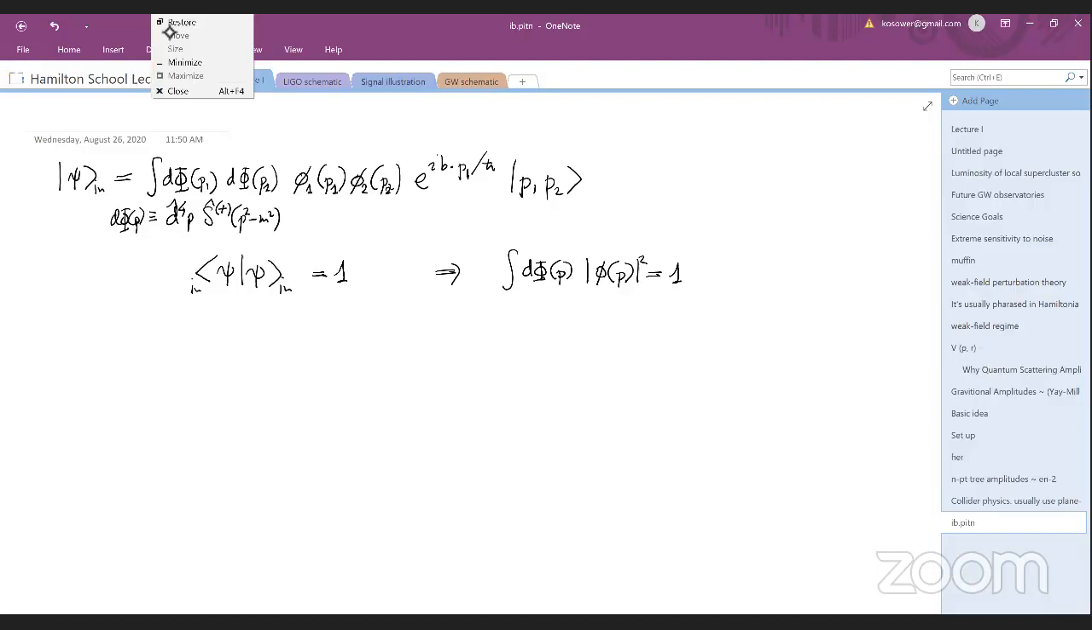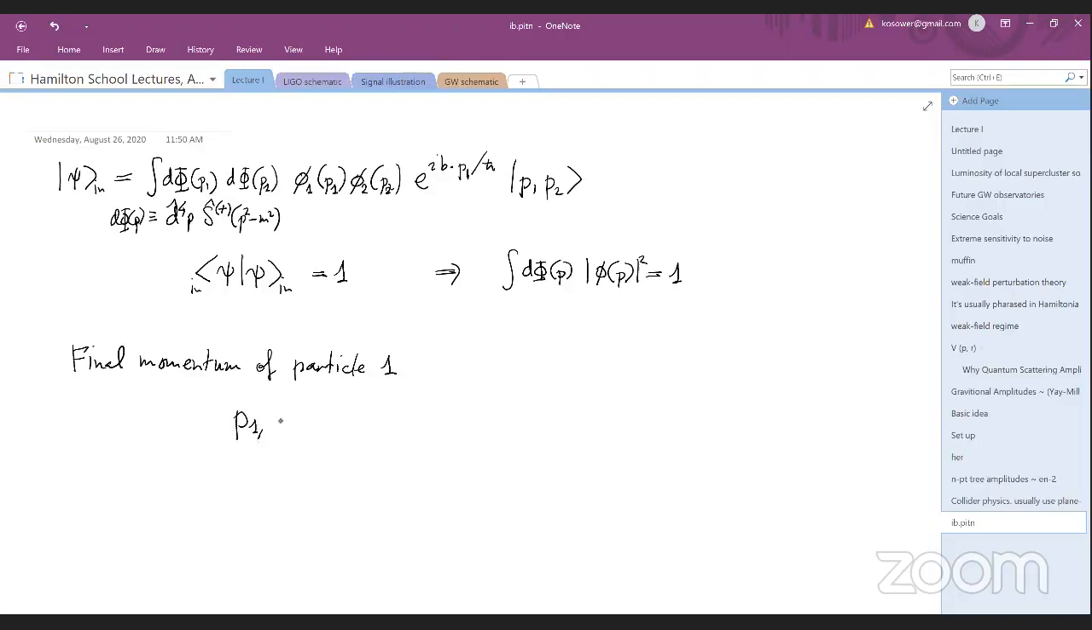Okay, so now we can start to build observables. So the first thing we should do is to look at what the final momentum, again, if we're focusing on the impulse of particle 1, we should look at the final momentum of particle 1, and then ultimately we'll subtract off the initial momentum. So that expectation value, again, we're working in a quantum theory.